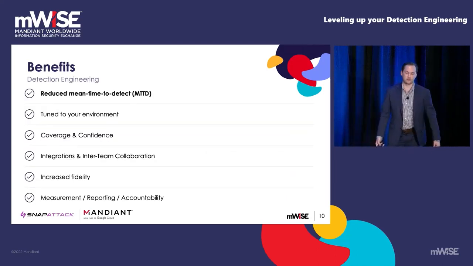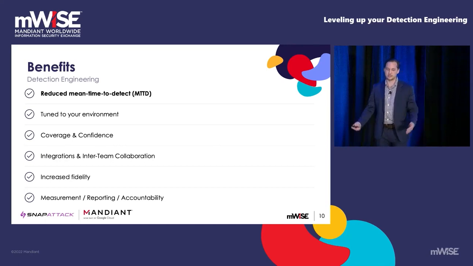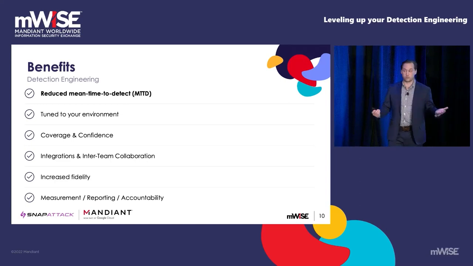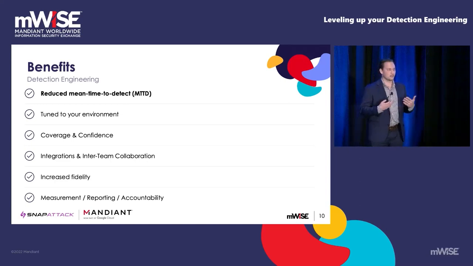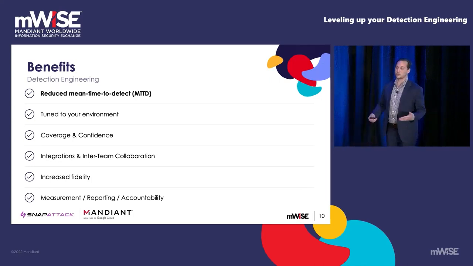Okay, so benefits, right? We're thinking about the benefits of detection engineering. The big one here, reduced mean time to detect. So we want to be able to detect the threats as quickly as possible, right? We've heard probably enough talks at this point from Google people that threats are expanding, threats are faster than ever, there's more threats ever than before. So what do we have to do?